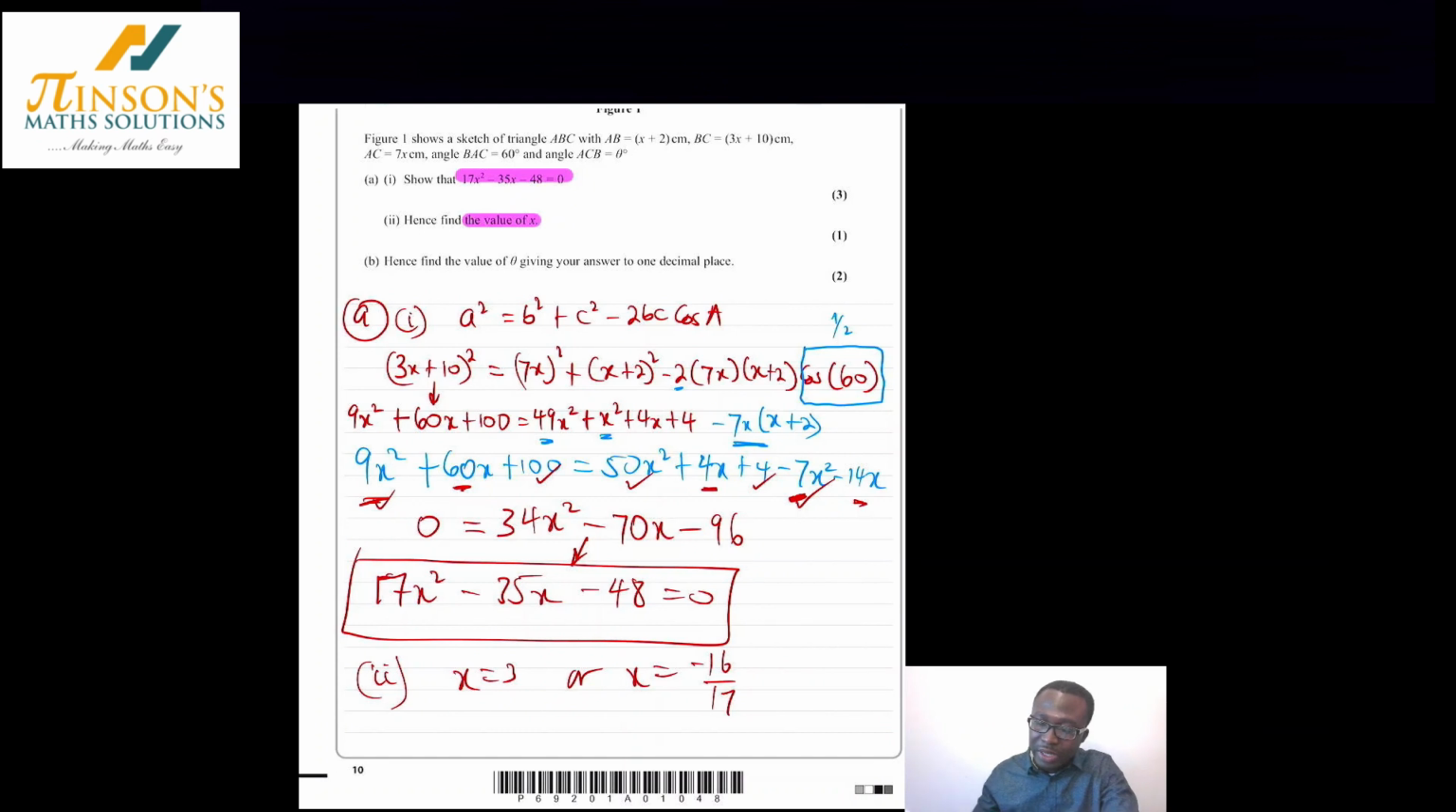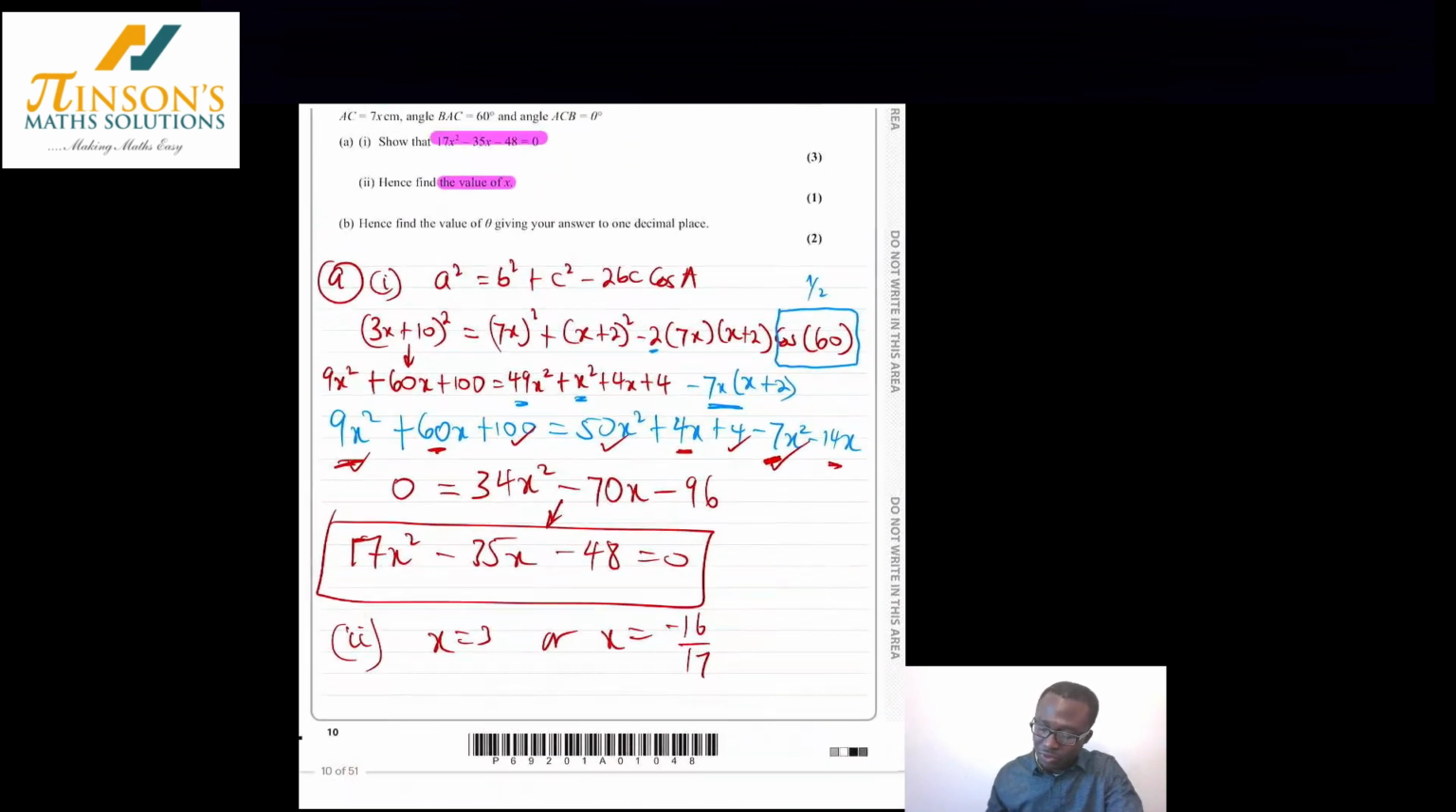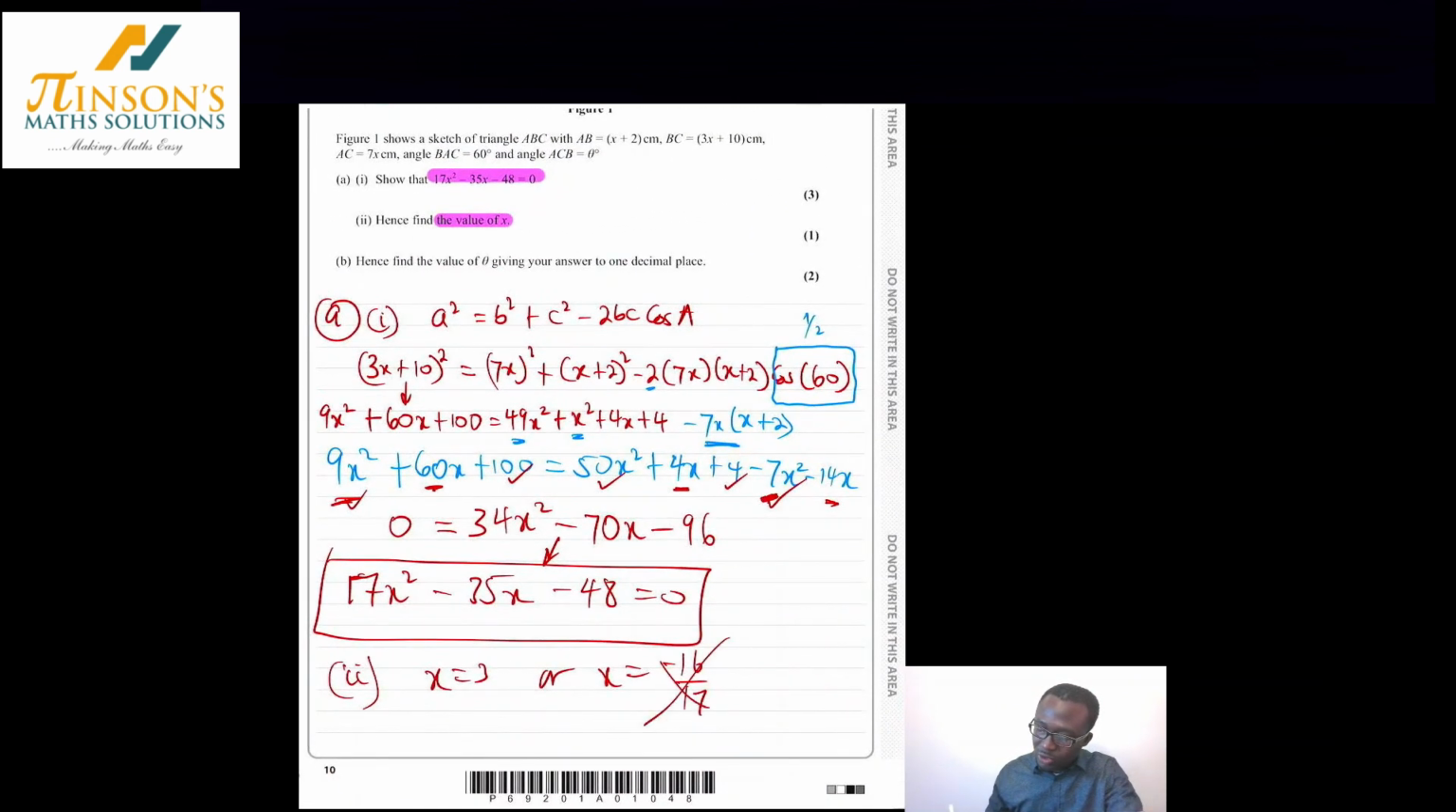But because this has to do with lengths of a triangle, the dimensions, it can never be negative, so we can say ignore. And this will be the only answer we'll be using, x equals 3. And that's why it's only 1 mark. You don't need to waste time using the quadratic formula here.